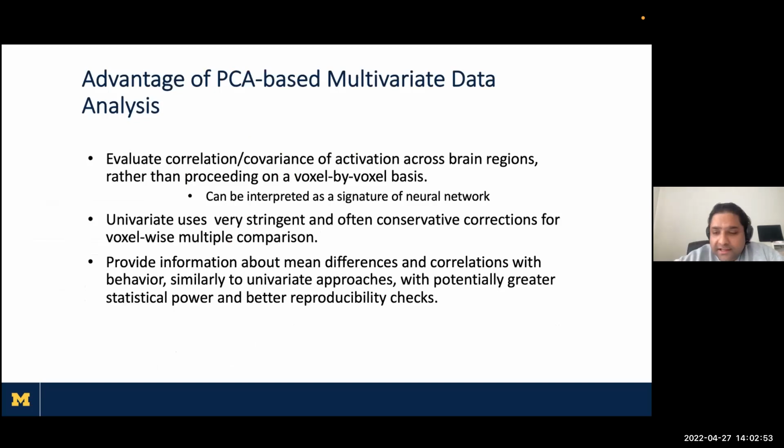So finally, what I would say is the advantage of PCA based multivariate data analysis is that we can evaluate correlation and covariance of activation across brain regions rather than looking at it on a voxel by voxel basis.